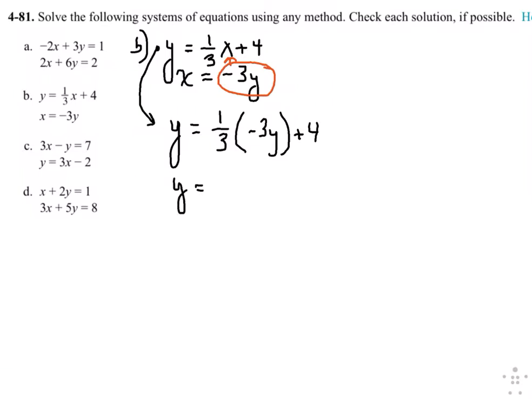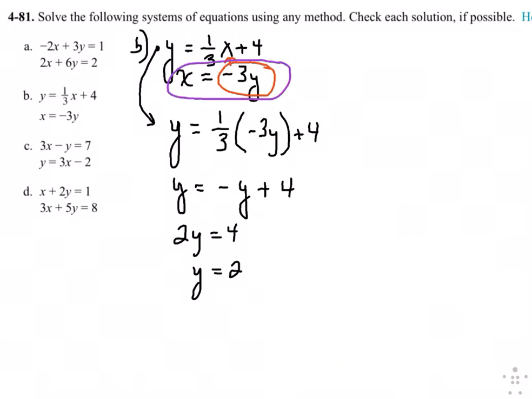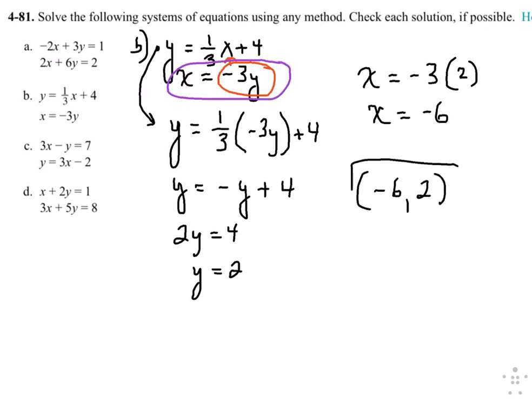So I get y equals negative 1y, or negative y plus 4. We add y to both sides, right? So I get 2y equals 4. And divide by 2, so I get y equals 2. Now, clearly this one, I'm going to go into this equation, right? Because it's already solved for x for me. So I get x equals negative 3 times y, which is 2. X equals negative 6. And we write it as an ordered pair, negative 6, 2.